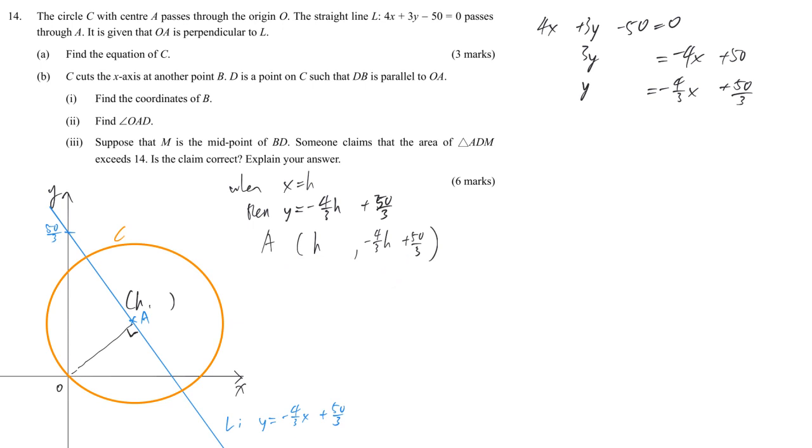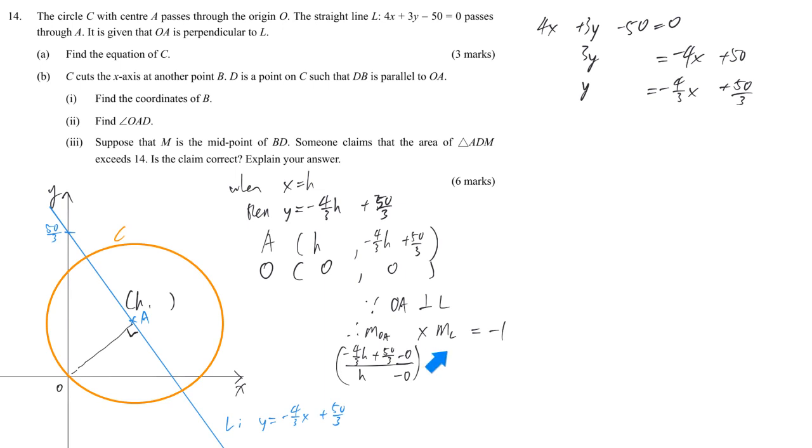And then the second piece of information is OA perpendicular to L. With O, we know that it's always (0, 0). Since OA is perpendicular to L, we know that slope OA times slope L will equal negative 1. By knowing this fact, we'll give you 1 method mark here. And then for OA, we have A coordinates and O coordinates, so negative 4 over 3 h plus 50 over 3, compared with 0, that means minus 0, should be over the x difference, that means h minus 0.